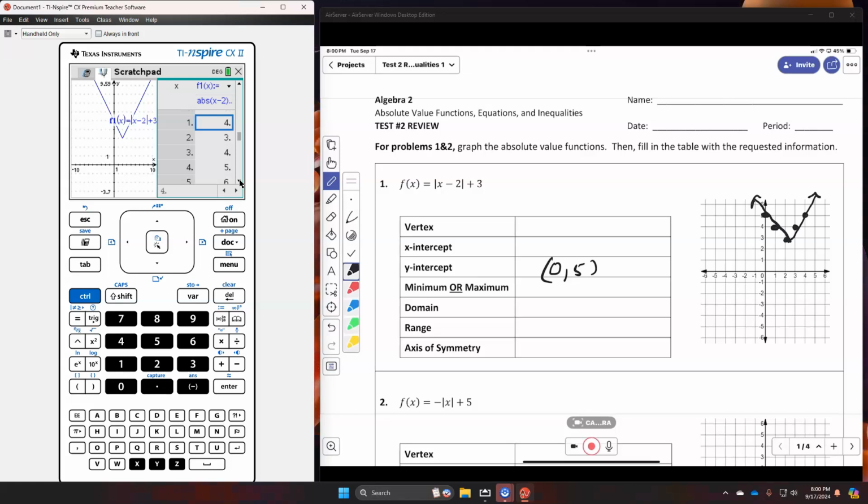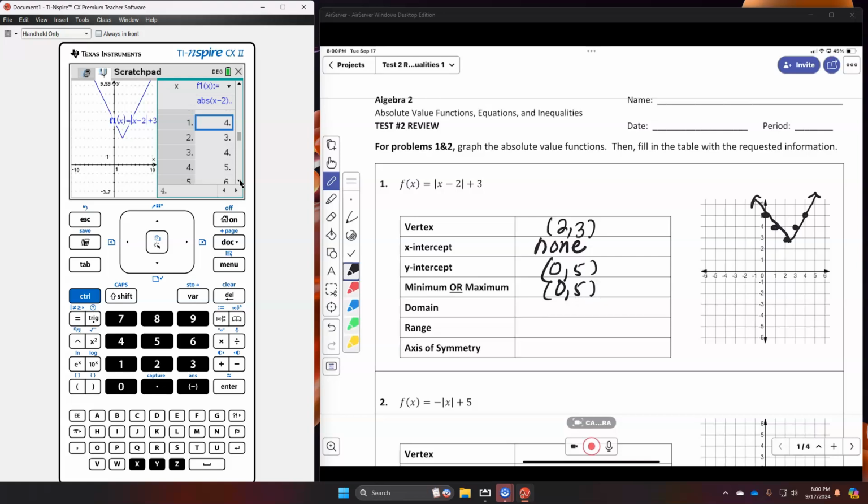So I do want you to graph. The vertex is going to be (2, 3). The y-intercept is (0, 5). The x-intercept will be none. And we're going to have a minimum. And the minimum is at (0, 5).